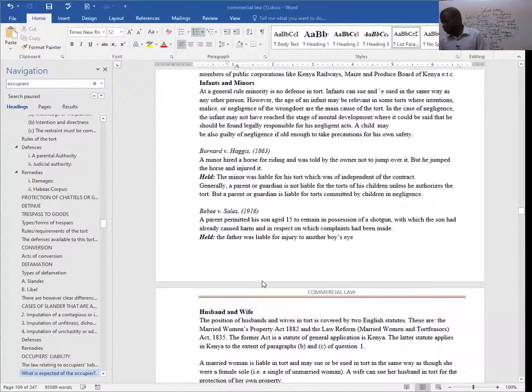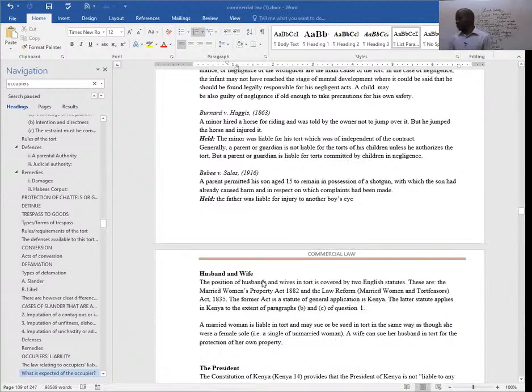Husband and wife. The position of a husband and a wife in tort is covered by two English statutes. This one is borrowed from the common law. The former act is a statute of general application in Kenya. So, and this is where it is important, a married woman is liable in tort and may sue or be sued in tort in the same way as though she were a single or unmarried woman. A wife can sue her husband in tort for the protection of her own property.